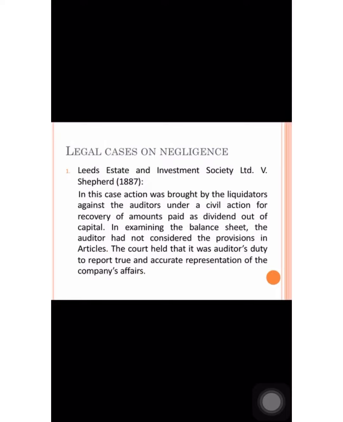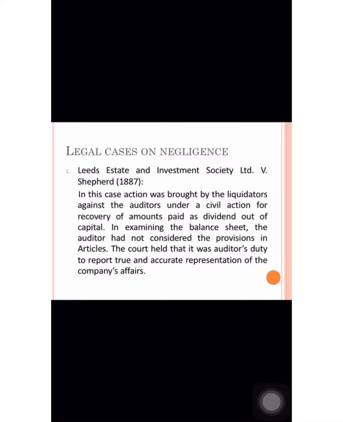Here, in this case, the auditor did not examine the articles properly, and the auditors passed the accounts for a number of years, and those accounts were always manipulated. So, all this resulted in payment of remuneration and dividends out of capital, which would have been paid out of profits.